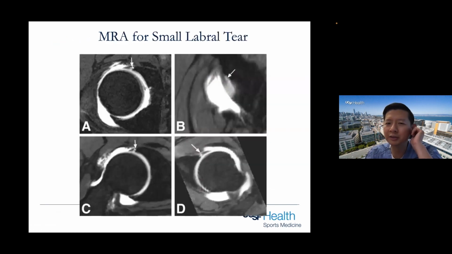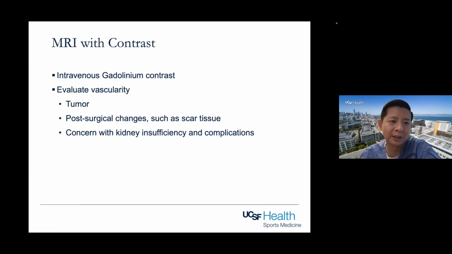But it's really more useful for smaller labral tears like this, where you may not see it on a normal MRI, but then the fluid goes into the area of the tear, these little bubbles, and then you can tell for sure that it's torn there. But again, even with hips, I seldom get arthrograms nowadays. Most of the time, I just do a regular 3 Tesla MRI.